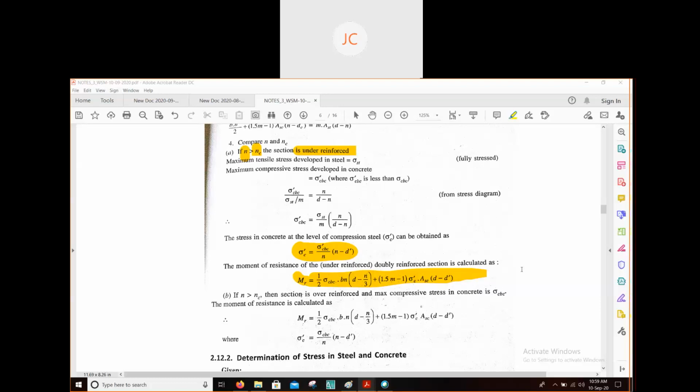Next, moment of resistance, you put all the values. Half sigma cbc is our, how much, 8.5. B is 300, n is 138. You put all the values. After putting all the values, how much you have got, you tell me the answer.